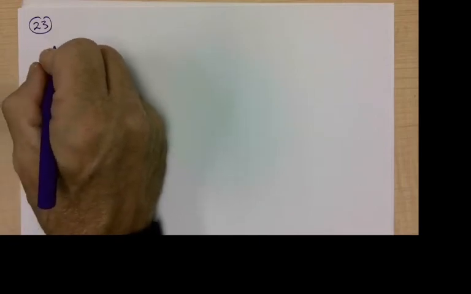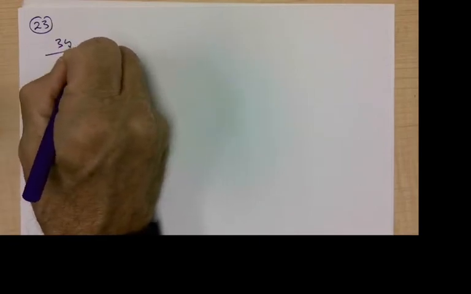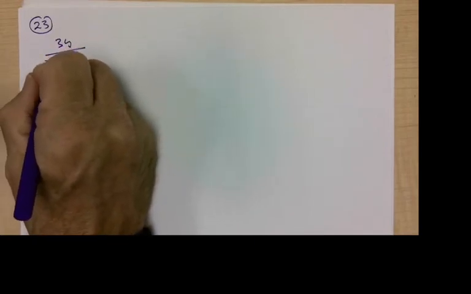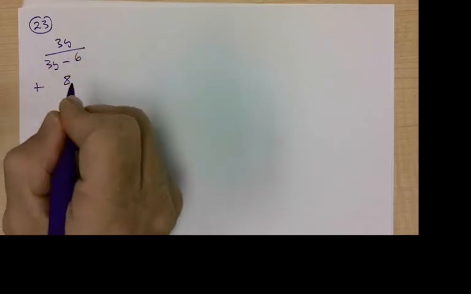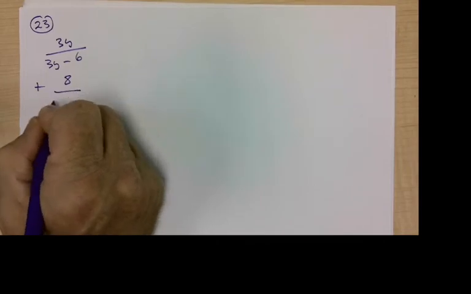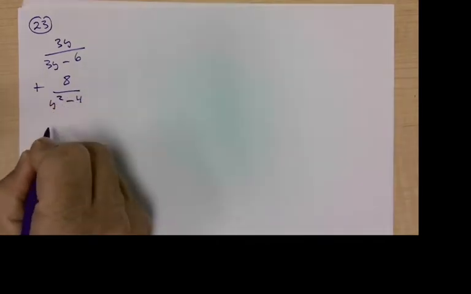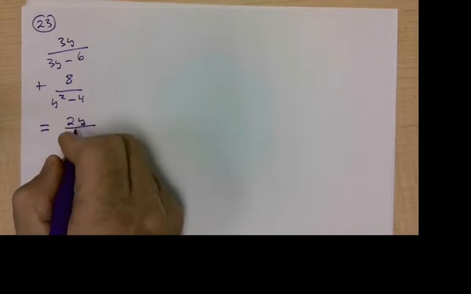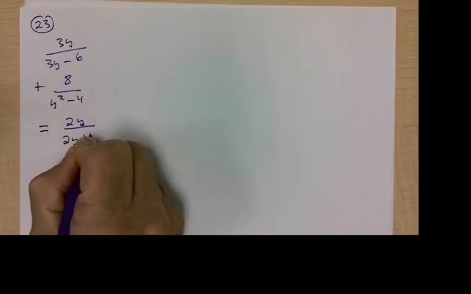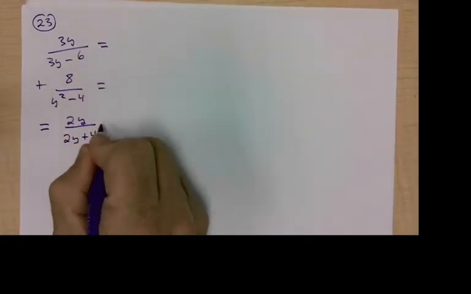23, we have 3y over 3y minus 6 plus 8 over y squared minus 4 equals 2y over 2y plus 4. And our goal is to get a common denominator.